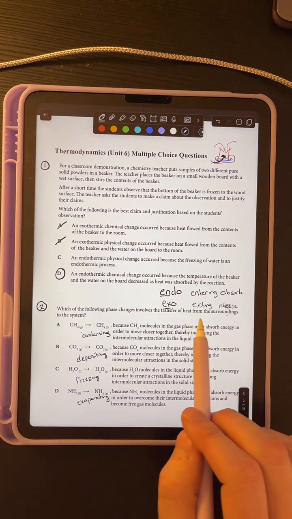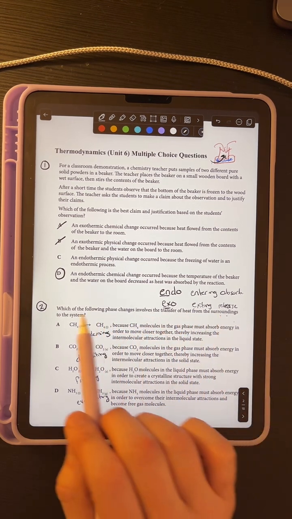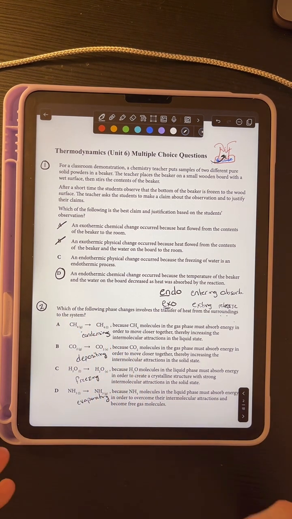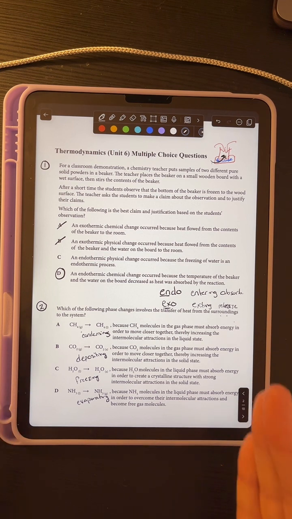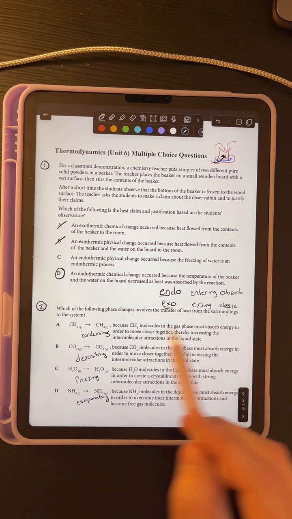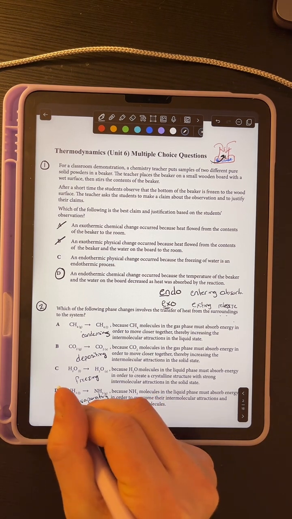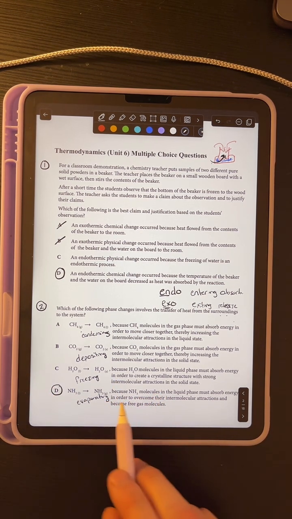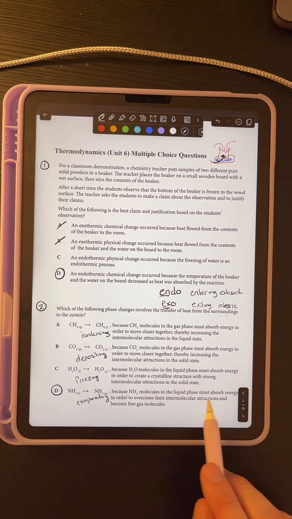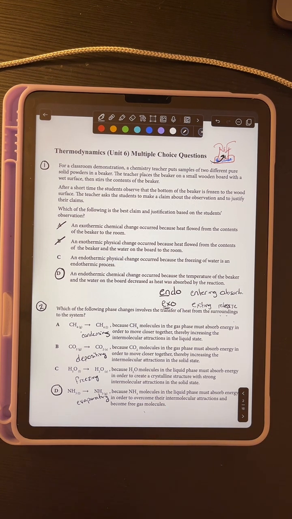And so here we're asked to figure out which of the following phase changes involves the transfer of heat from the surroundings to the system. So we want our system to absorb or gain that energy, that heat. And the only one of these that goes from a solid to a liquid to a gas in that direction, where we're absorbing heat, is choice D, and that is our evaporating. And let's read the reason why. Because NH3 molecules in the liquid phase must absorb energy in order to overcome their intermolecular attractions and become free gas molecules. And that is exactly what we were describing earlier. We needed to put in that energy.